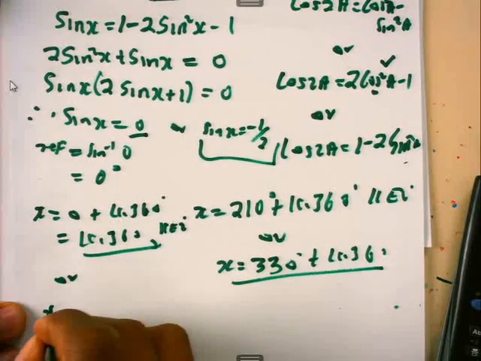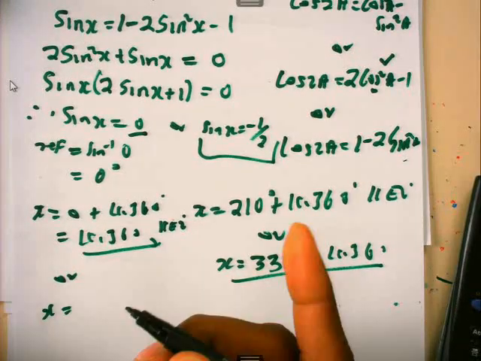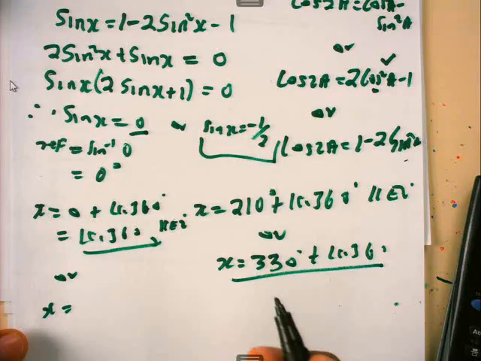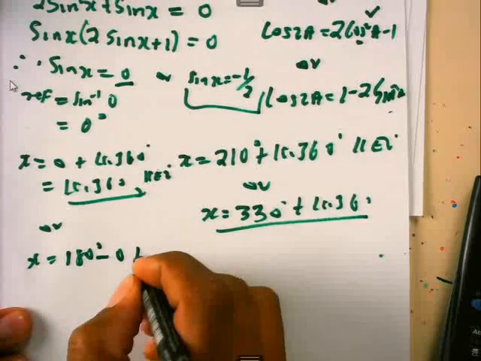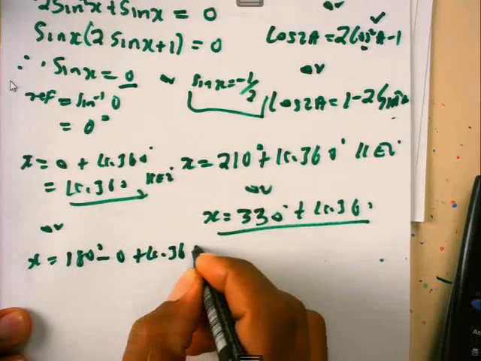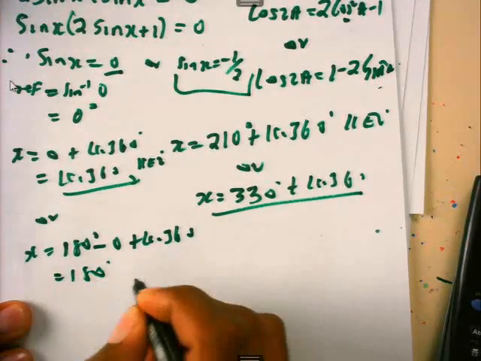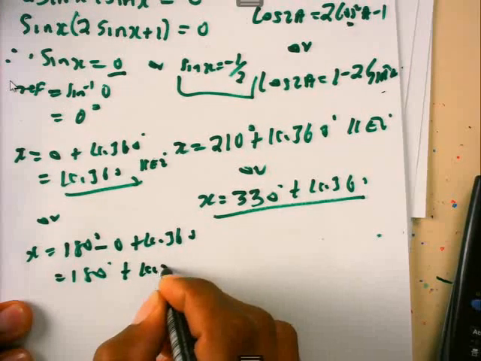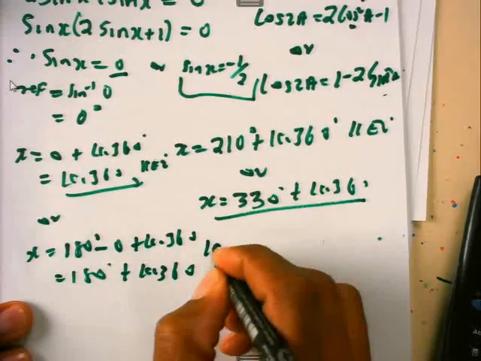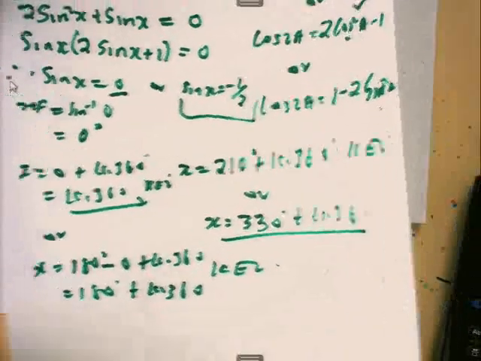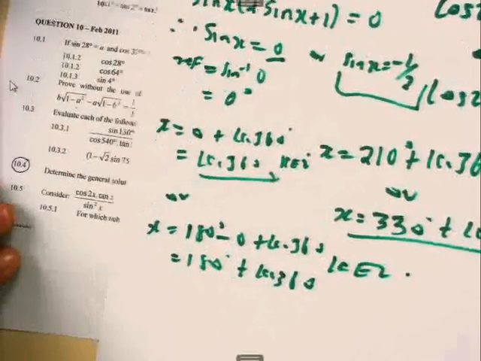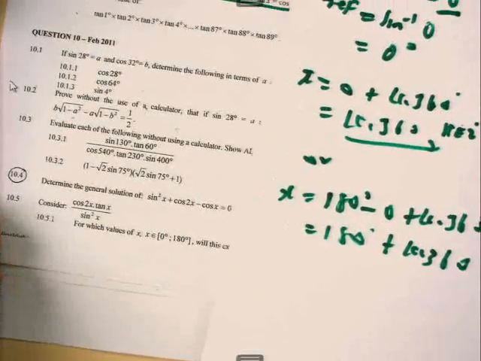Or the other one, it is also what? In the second quadrant, that is 180 degrees minus 0, plus k times 360 degrees. Then your answer there is 180 degrees plus k times 360 degrees. Of course, you mustn't forget to write that k is an element of the integers. Boys and girls, I think I can see you are fine with this problem of determining the general solutions.